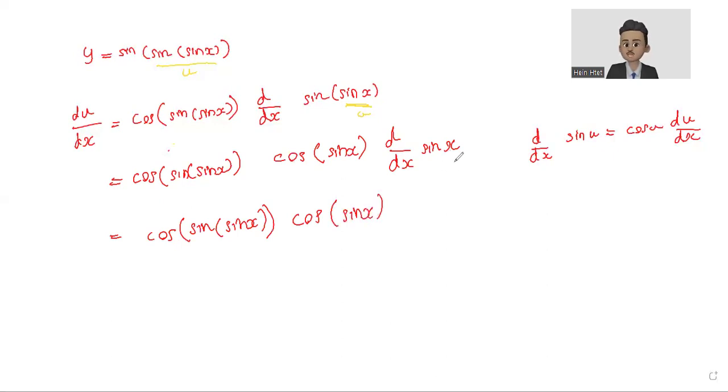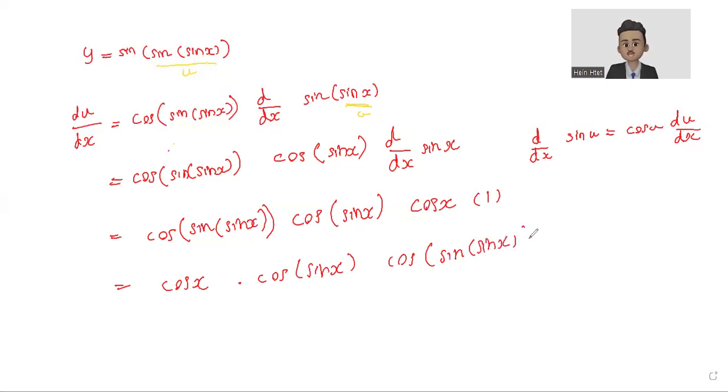When you differentiate sine x, you get only cos x, because when you differentiate x, you get only one. So it doesn't matter. The final answer will be cos x, cos of sine x, cos of sine of sine x. This will be my final answer.